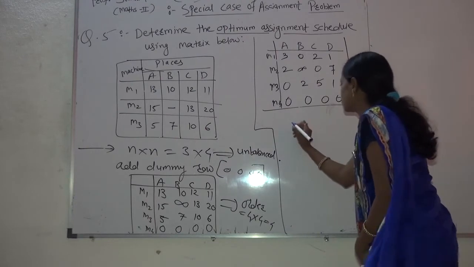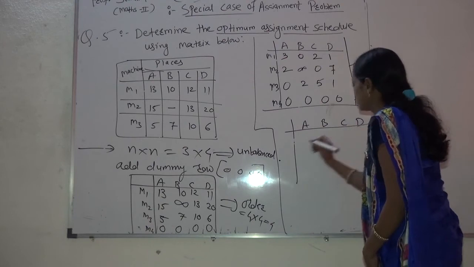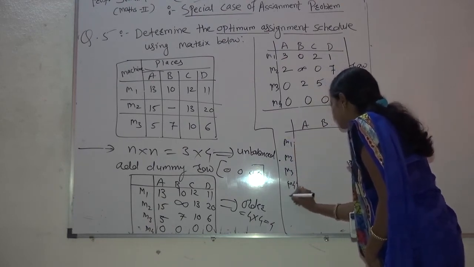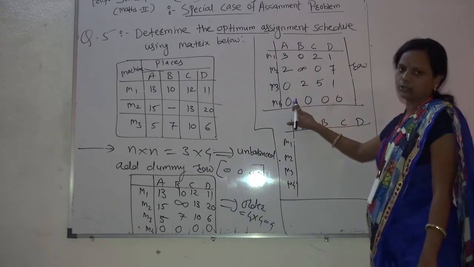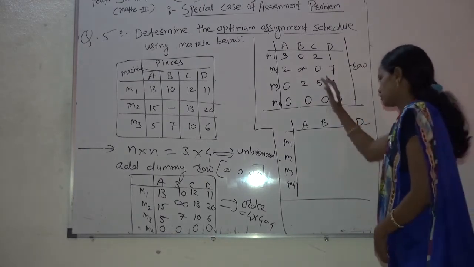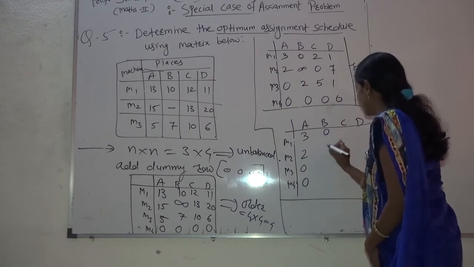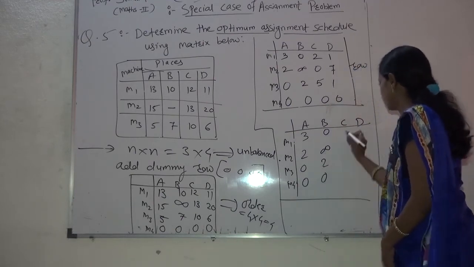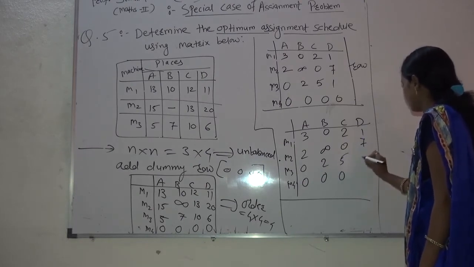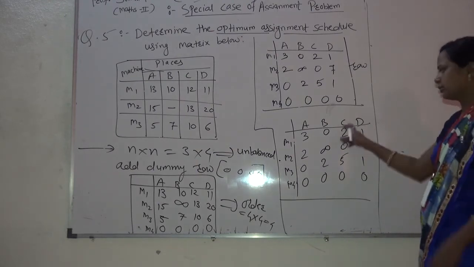Now the next step is column reducing. So for column reducing we have to write again all these things, M1, M2, M3, M4. In the first column 0 is available, in the second column 0 is available, third also, and fourth. So this matrix is as it is: 3 2 0 0, 0 infinity 2 0, 2 0 5 0, 1 7 1 0. Steps are compulsory for this matrix.